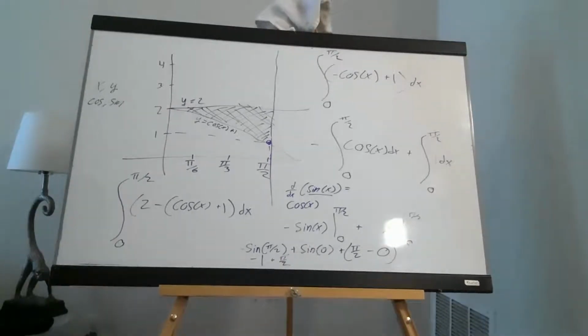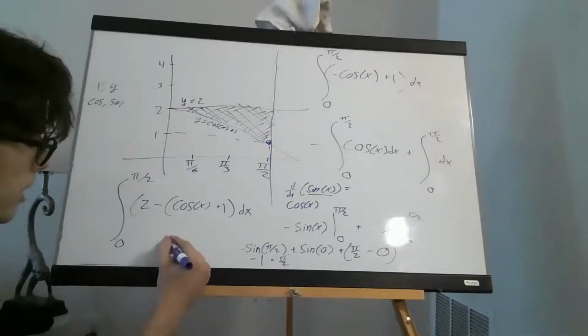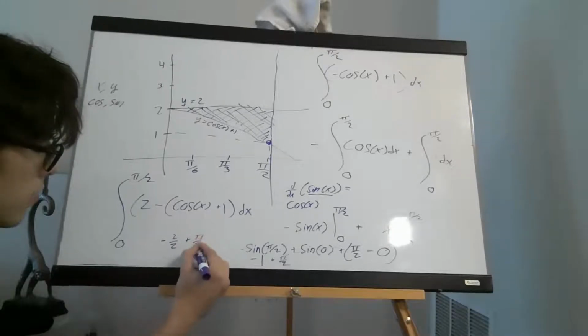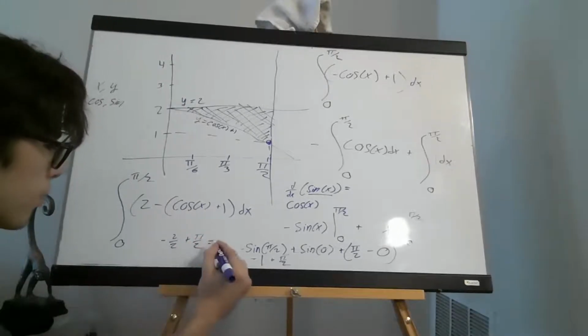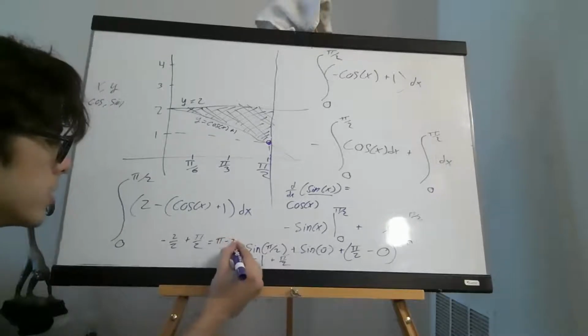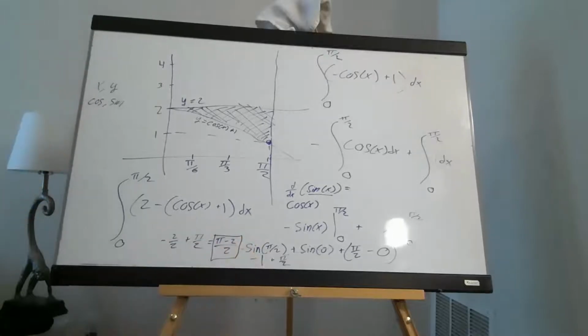If you really want to make sure that it's one solid answer, then this is what you do. You do -2 over 2 plus pi over 2. And then you can write it in a nice little format like this: pi minus 2 over 2. And that's your answer.